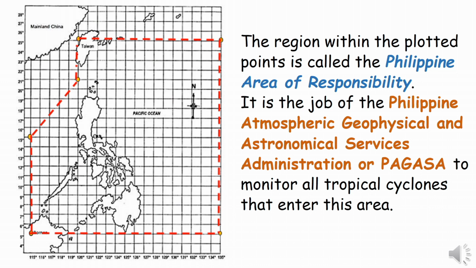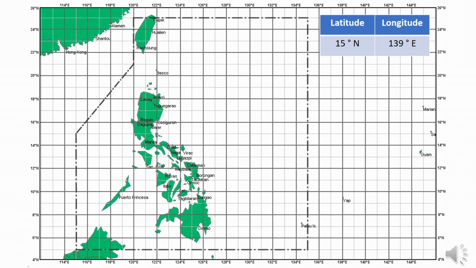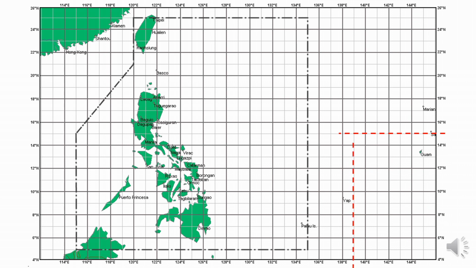It is the job of the Philippine Atmospheric Geophysical and Astronomical Services Administration, or PAGASA, to monitor all tropical cyclones that enter this area. So let's try this example. If a typhoon is located at 15 degrees north and 139 degrees east, is it within the Philippine Area of Responsibility? 15 degrees north is right here, however, 139 degrees east is not even within the Philippine Area of Responsibility. Thus, this typhoon hasn't entered or is not within the Philippine Area of Responsibility yet.